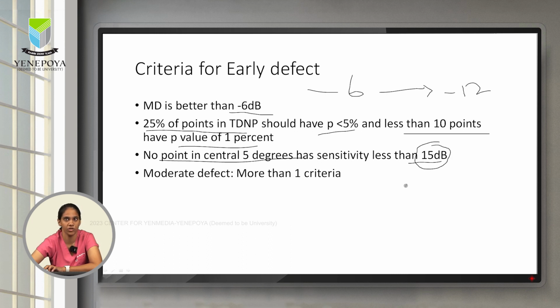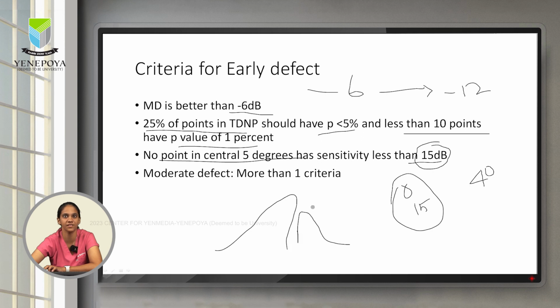Like I told you, 0 means bad, 40 means good. That means 15 is more towards 0 than 40, right? So that means it's bad. So in the central area, in the macular area, you're supposed to have the highest sensitivity, right? That is what your hill of vision suggests. This is what your hill of vision looks like. That's a very bad diagram, but this is what it looks like. This is supposed to be at 36, right? Where is 36 and where is 15? So anything in the central 5 degrees that is less than 15 decibels, you call it an early defect.